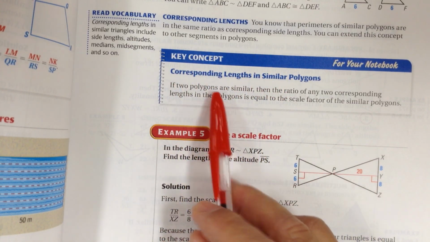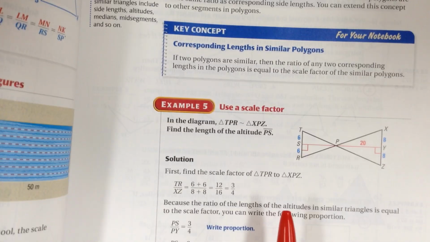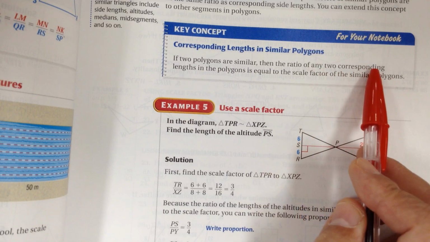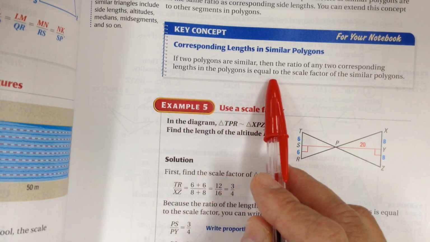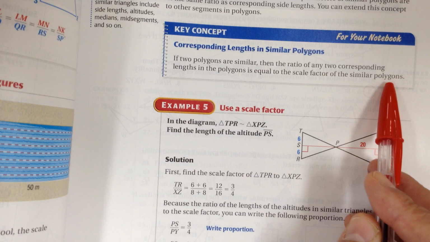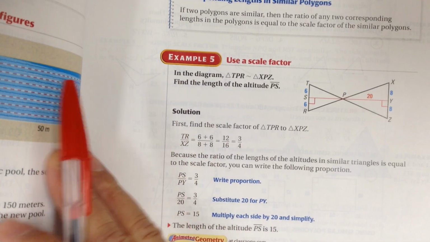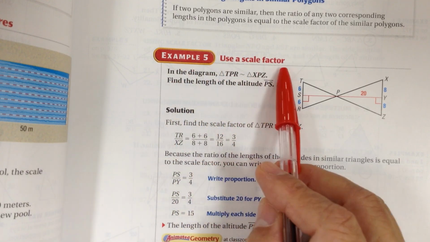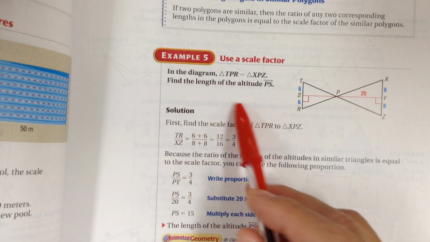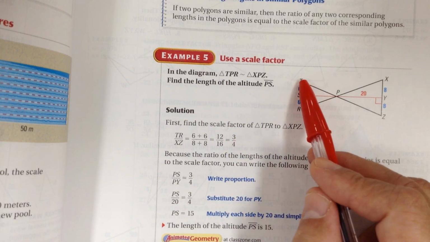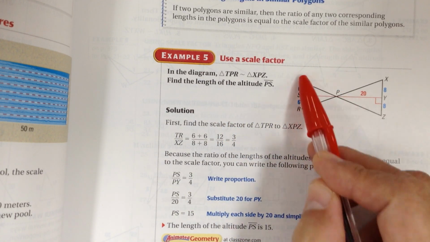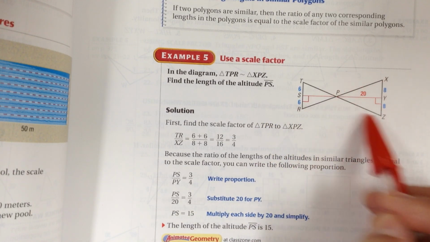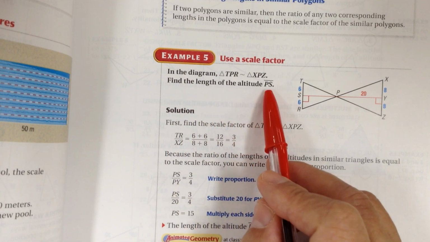Key concept: corresponding lengths in similar polygons. If two polygons are similar, then the ratio of any two corresponding lengths in the polygons is equal to the scale factor of the similar polygons. Example 5, use a scale factor. In the diagram, triangle TPR is similar to XPZ. Find the length of the altitude PS.